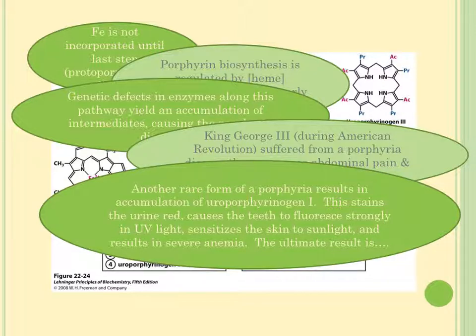But yeah, they're also really sensitive to sunlight. They have problems with their skin. They have severe anemia, so they turn very, very pale. And so, does anyone know what that phenotype looks like? It results in?